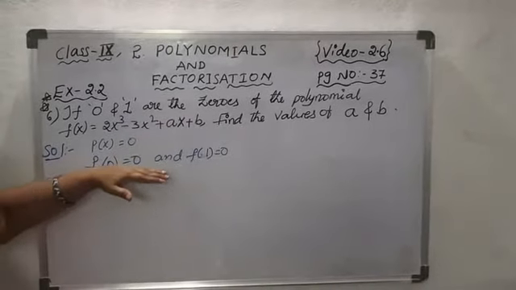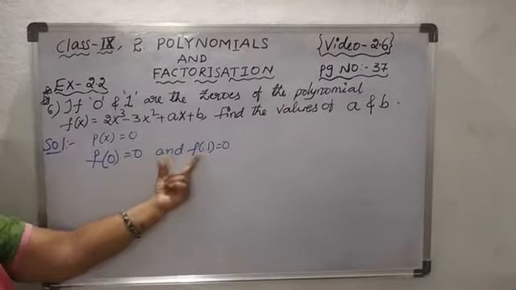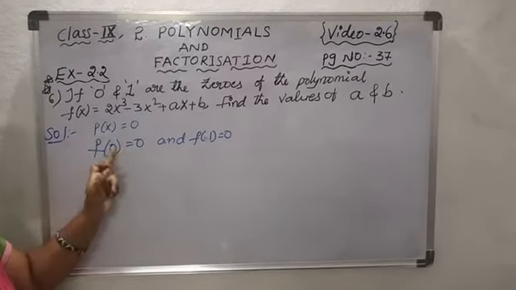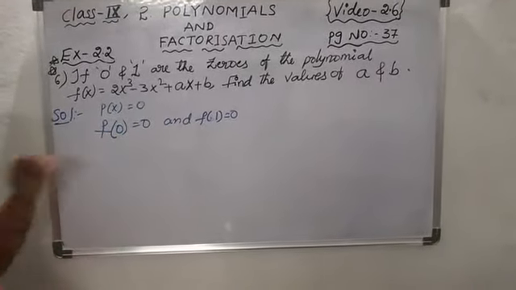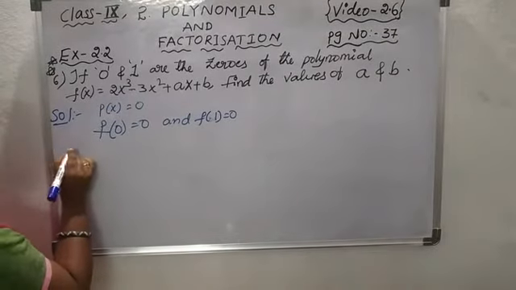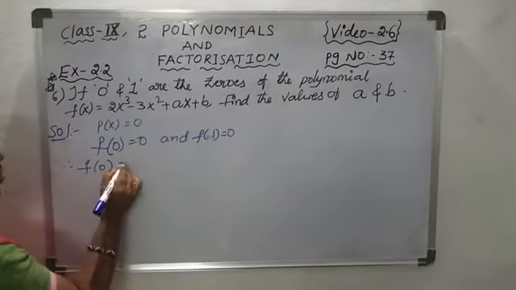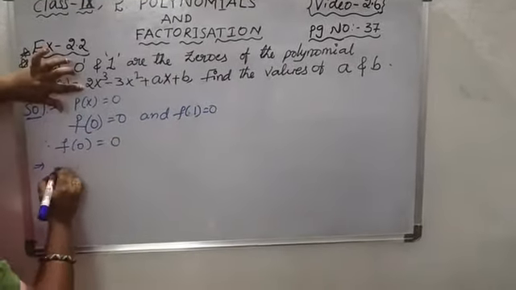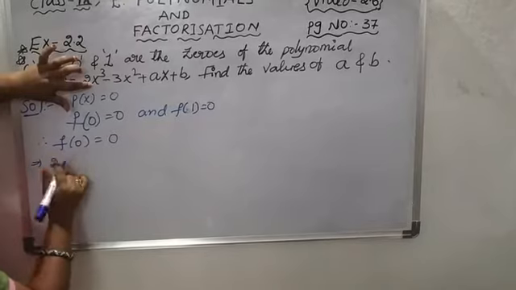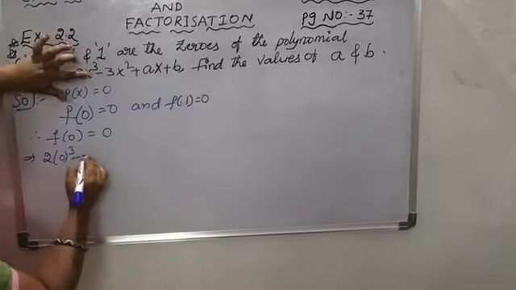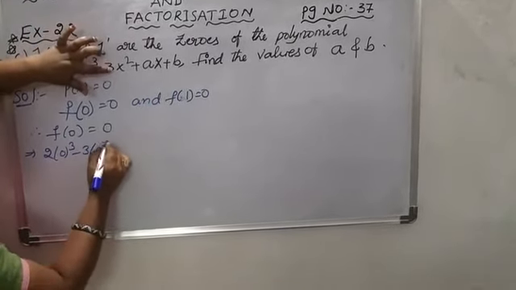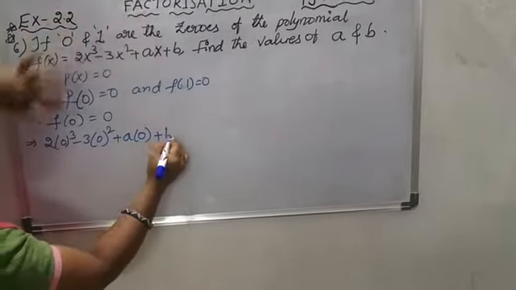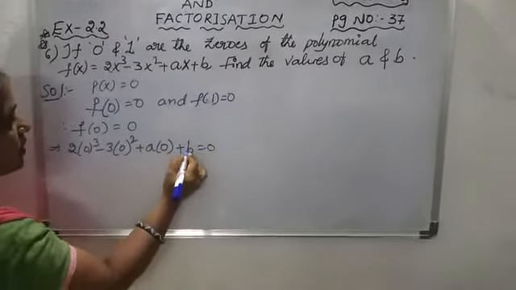How can we write these two steps? 0 and 1 are the zeros of the polynomial. Zeros means equating to 0. So that's why f of 0 is equal to 0, and f of 1 is equal to 0. Now coming to the first one, f of 0 is equal to 0. That implies, what is the f of x value? 2x cube minus 3x square plus ax plus b. In the place of x we replace 0: 2 into 0 whole cube minus 3 into 0 whole square plus a into 0 plus b is equal to 0.